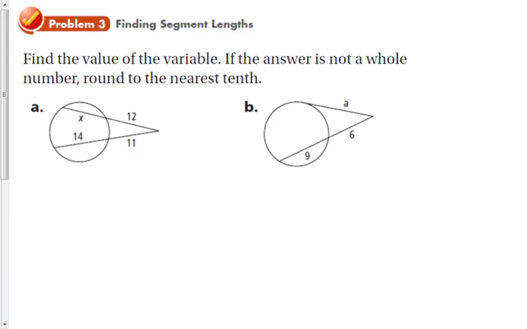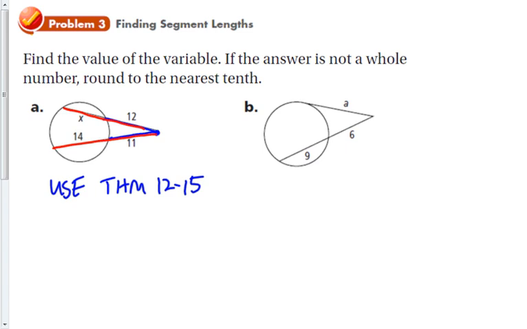All right, finding segment lengths. To do this, we're going to use theorem 12.15. And that theorem says that we have a constant product from this point to the two places that it meets. If we multiply those two lengths, so that blue line multiplied by this red line will equal this blue line multiplied by this red line. So there's a constant product there.